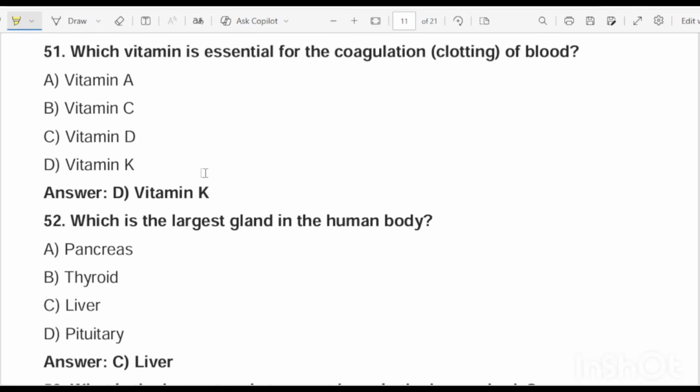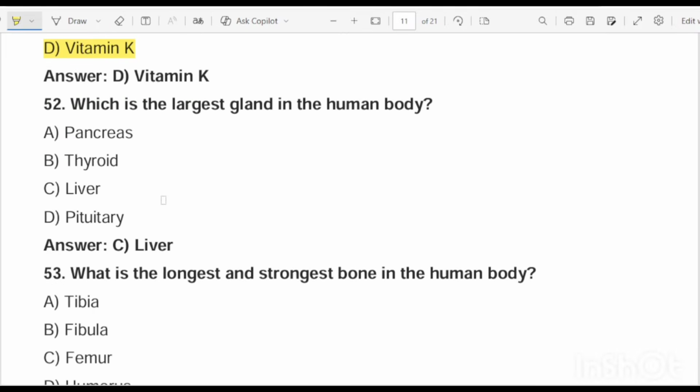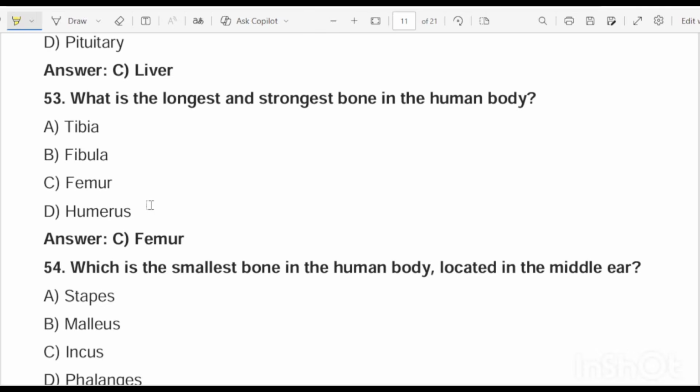Next question. Which vitamin is essential for the coagulation of blood, also called clotting? Correct option, option D, vitamin K. Next question. Which is the largest gland in the human body? Correct option, option C, liver. Next question. What is the longest and strongest bone in the human body? Correct option, option C, femur.